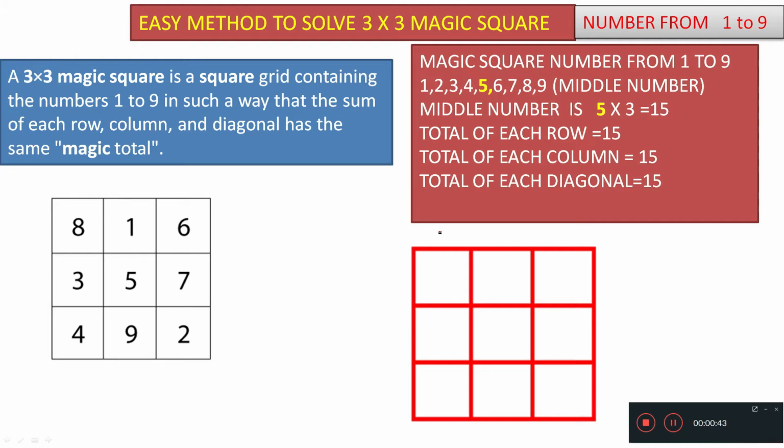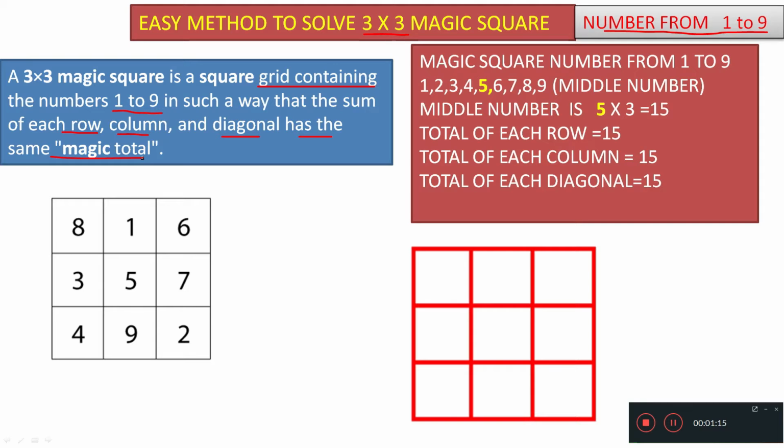In this video, we are going to see an easy method to solve a 3 cross 3 magic square with numbers from 1 to 9. A 3 cross 3 magic square is a square grid containing the numbers from 1 to 9 in such a way that the sum of each row, column and diagonal has the same number. That only we are going to see it here.